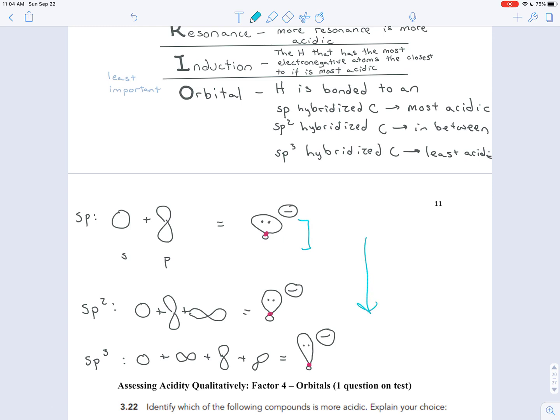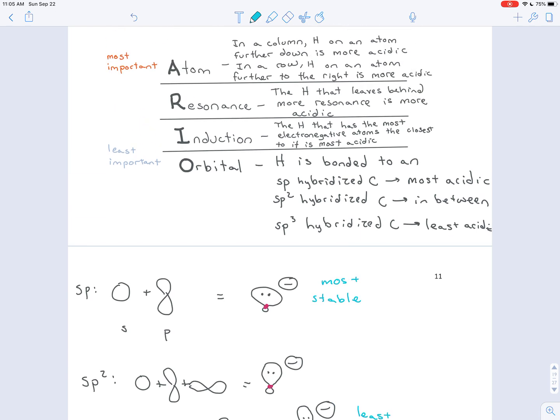And as you go down and you look more at the sp3, look at how far this is keeping the electrons from the positive charge in the nucleus. So because the sp orbital holds the electrons closer to the positive charge in the nucleus, it stabilizes them, so that this negative charge is the most stable, and this negative charge would be the least stable, because this negative charge is closest to the positive charge in the nucleus, and this negative charge is furthest from the positive charge in the nucleus. So that's the reason behind it, and this is the rule we're going to use.